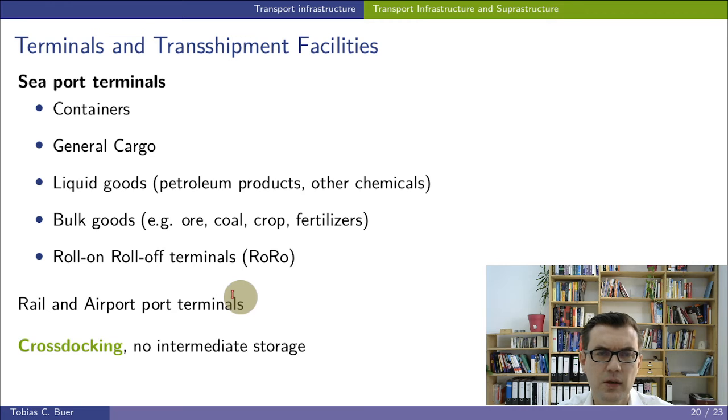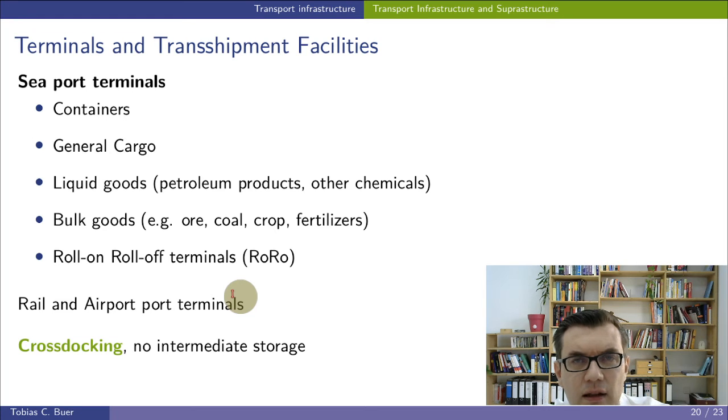Another type of terminal is for liquid goods, for example, importing and exporting of oil and gas, other chemicals. We have bulk goods. Bulk goods are handled without packaging, for example, ore or coal. You don't have a packaging around these goods. Fertilizers and crop are also important bulk goods.